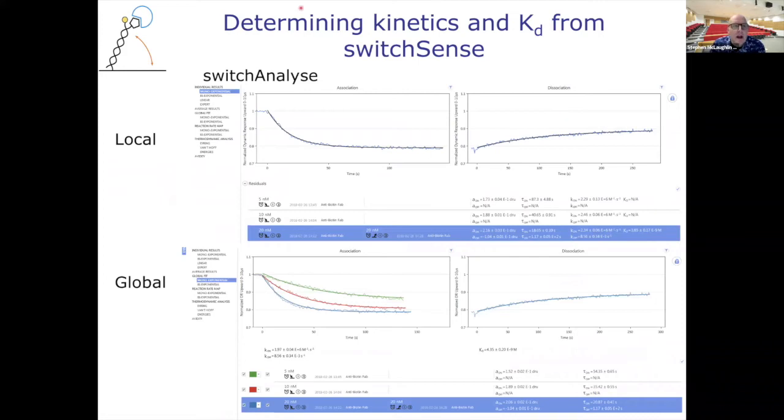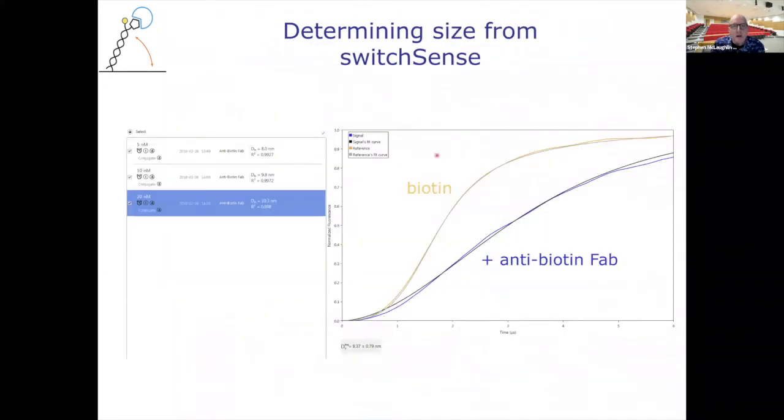For SwitchSense, we're looking at kinetics. Again, they sell Switch Analyze, which comes with the instrument, and you can analyze the data on the instrument to get binding constants off. They also have software to fit sizing information as well. In this case, it gives a diameter of what the analyte is.